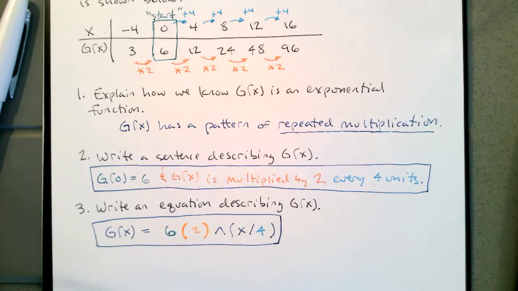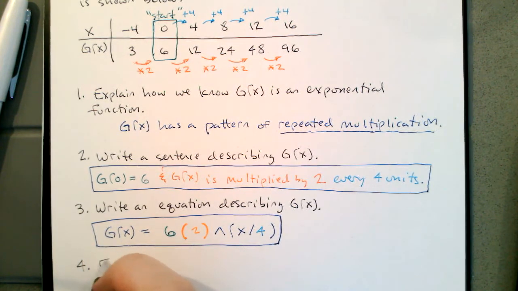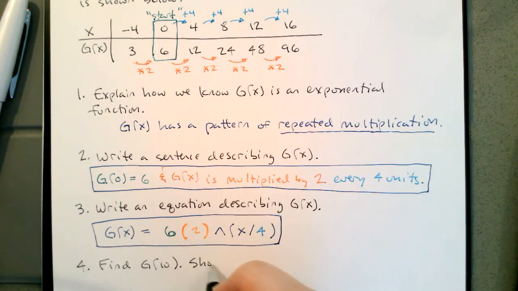The next thing we can do is use our equation to evaluate the function and solve equations. Given an input, find an output. Or given an output, find an input. So I could say find g of 10. Show your calculations, round your answer.